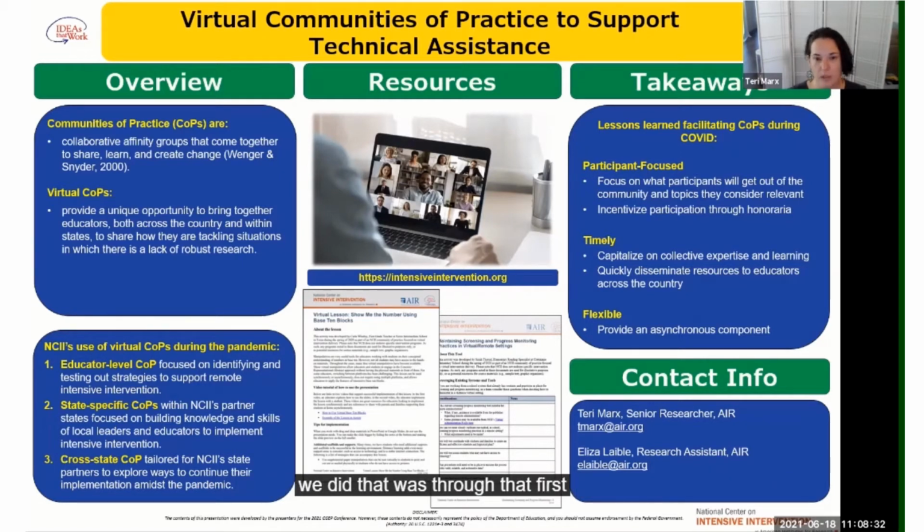And so one of the ways that we did that was through that first educator level community of practice that Eliza mentioned. What we were able to do was reach out within our community of states to educators that may or may not have been participating in activities related to intensive intervention, but just generally were interested in learning more about how to do this, and brought them together. Myself and my colleague Sarah Arden facilitated that one, and we're going to share a couple lessons learned from that.